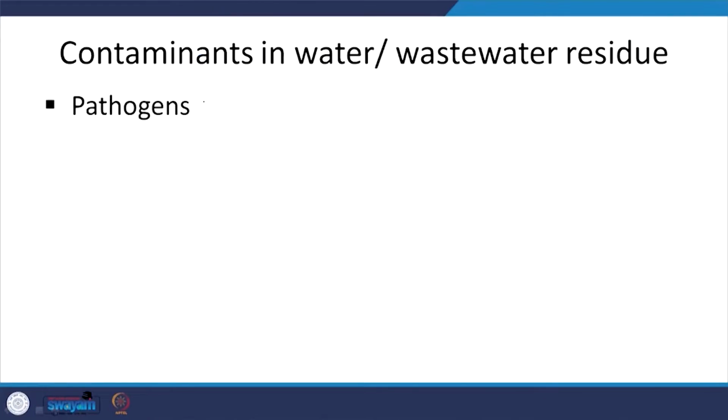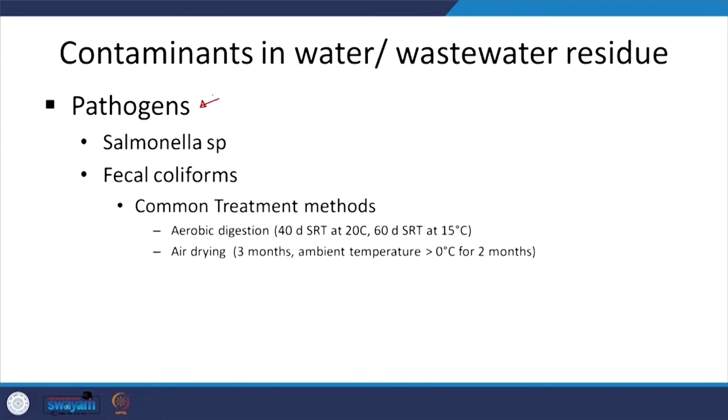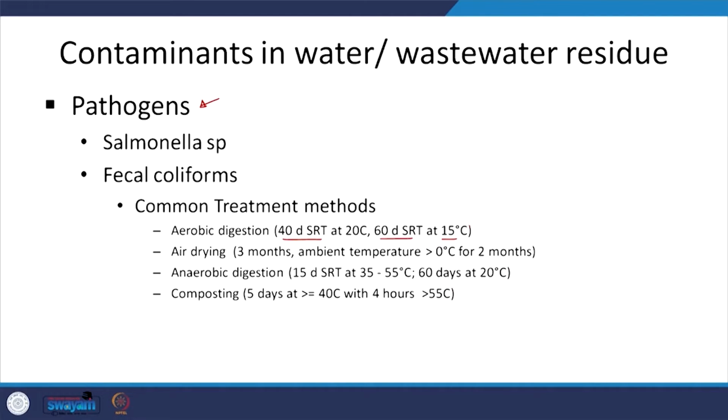So, I am trying to decrease the concentration of the pathogens in the relevant sludge. There are other aspects too, as I mentioned, putrescibility or the biodegradability that we want to decrease, but major concerns are with respect to pathogens, right, fecal coliform and salmonella. And how do I achieve that? Aerobic, 40-day solids retention time at a particular temperature or 60-day solids retention time at a particular temperature, air drying, anaerobic digestion, composting, right. These are different stabilization methods, but we will look at these later.